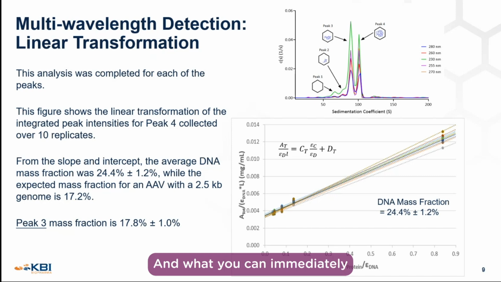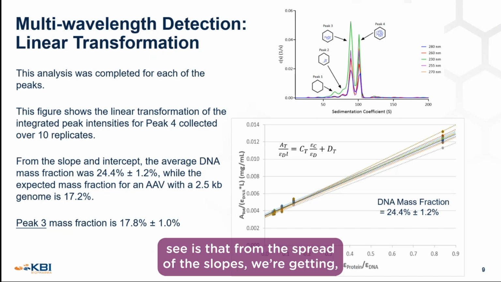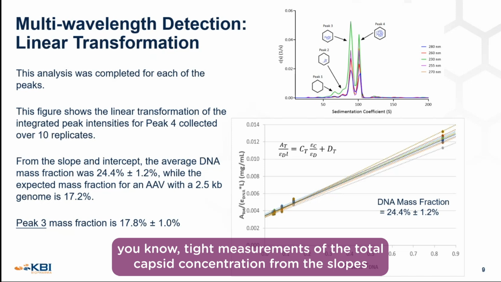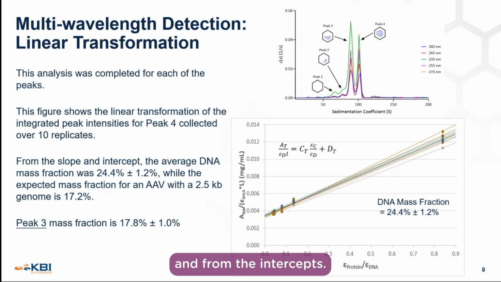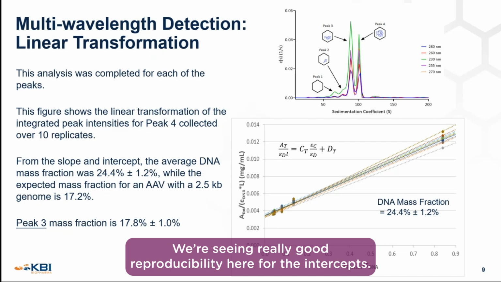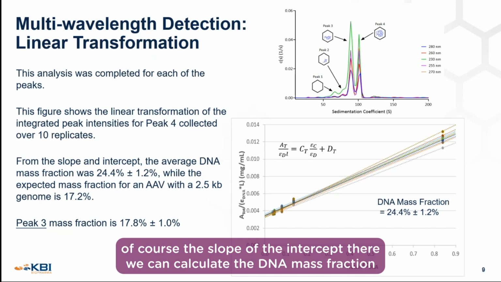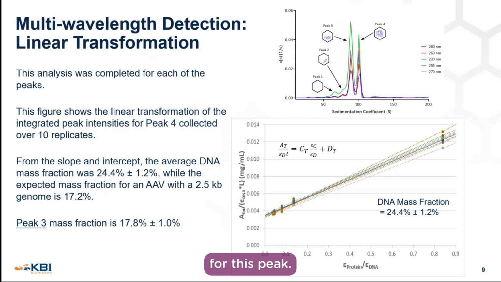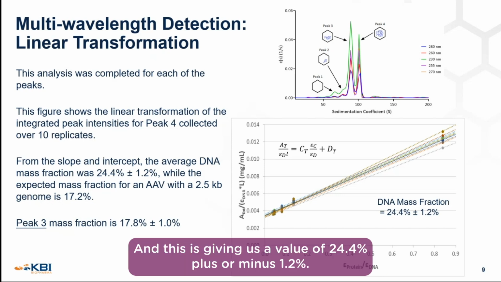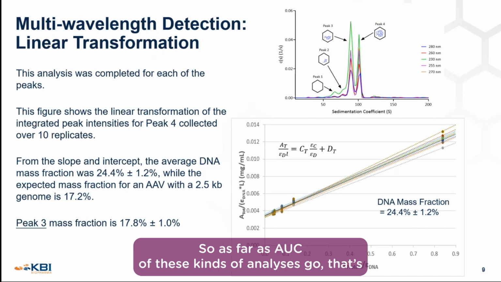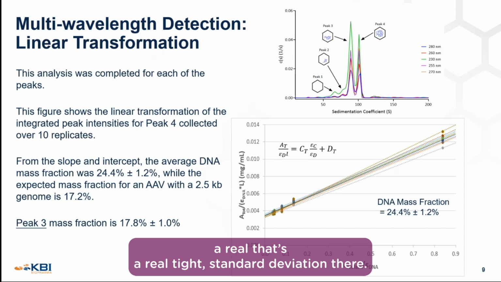And what you can immediately see is that from the spread of the slopes, we're getting tight measurements of the total capsid concentration. And from the intercepts, we're seeing really good reproducibility, so we're getting a tight measurement of the total DNA concentration. And so from the slope and the intercept, we can calculate the DNA mass fraction for this peak. And this is giving us a value of 24.4% plus or minus 1.2%. So as far as AUC analyses go, that's a really tight standard deviation.